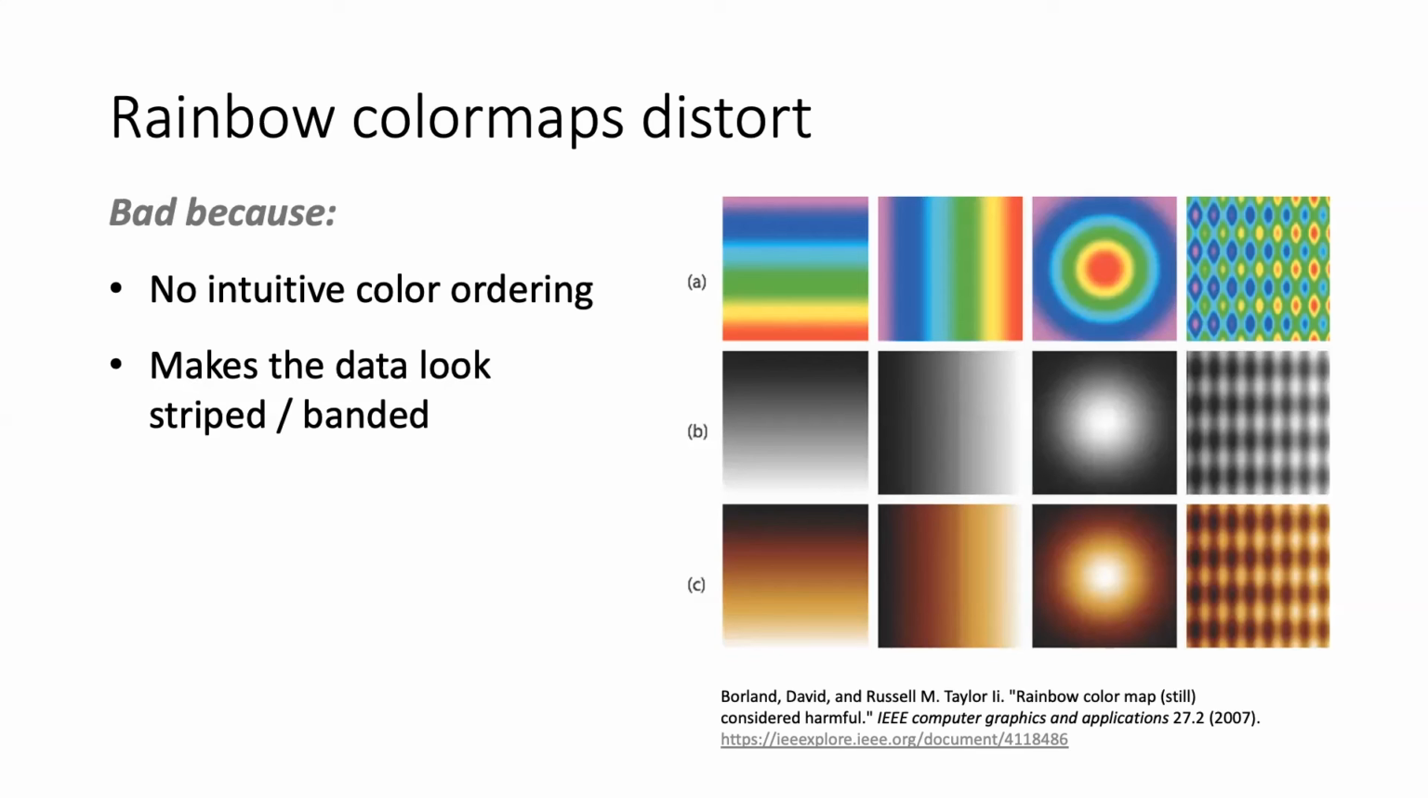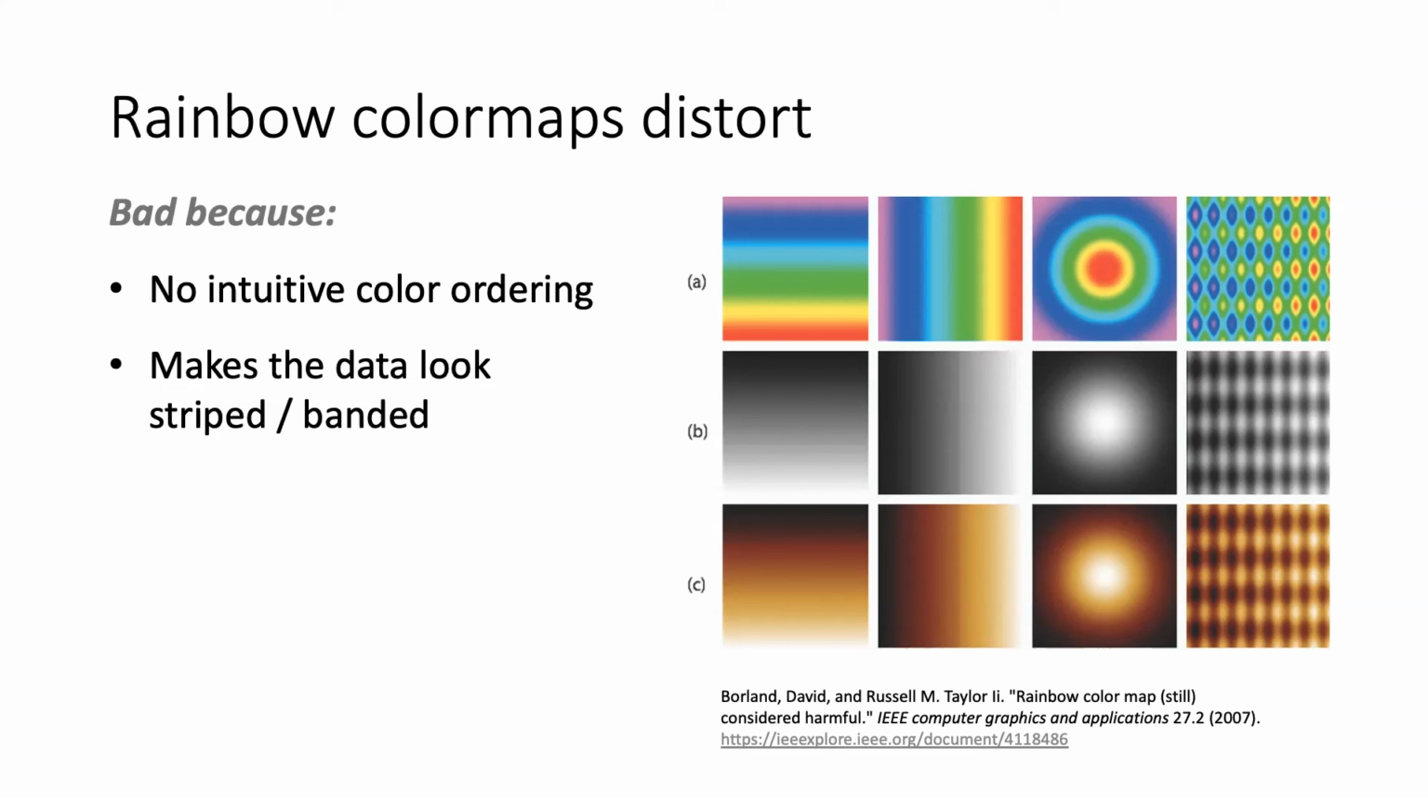But there's two big problems. There's a bunch of problems, but I'll point out two with the rainbow color maps. One is we just don't have an intuitive ordering for the colors. Okay, so we can memorize Roy G. Biv or something like that, but we don't have an intuitive ordering, whereas we do for brightnesses and darknesses. Those we naturally put into order.